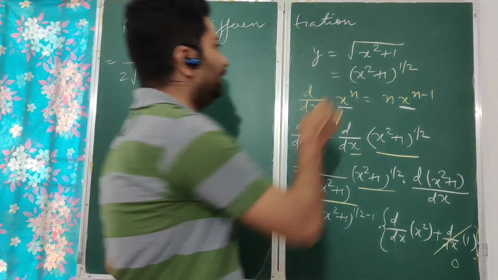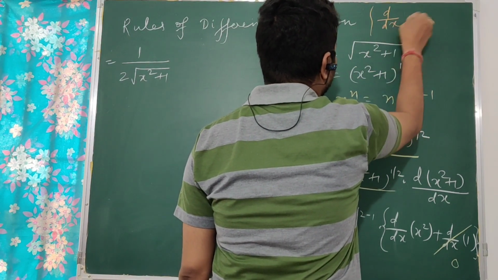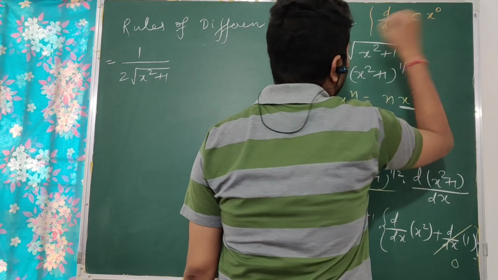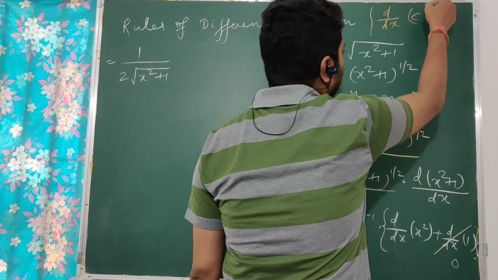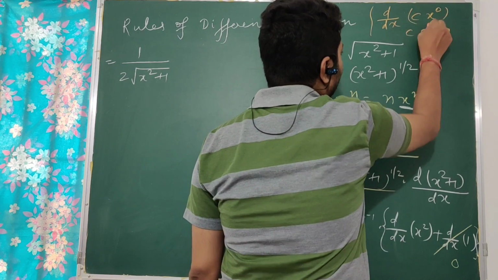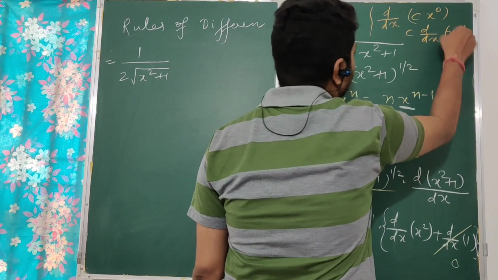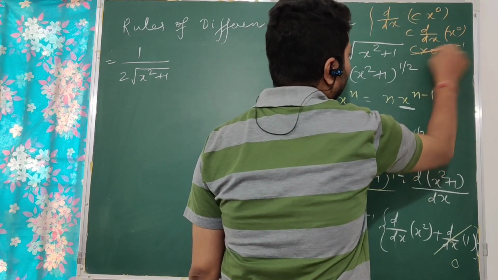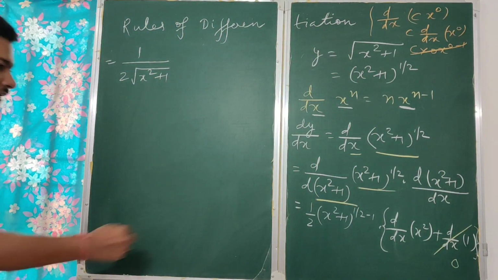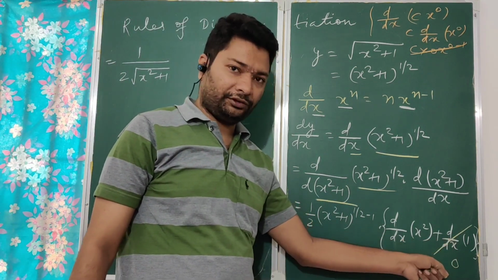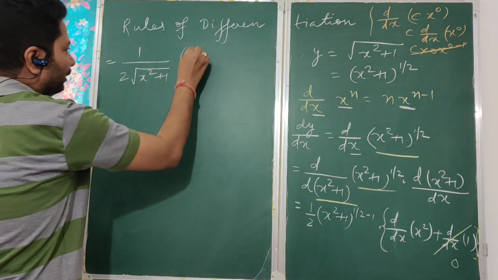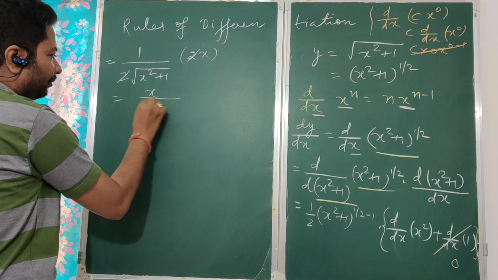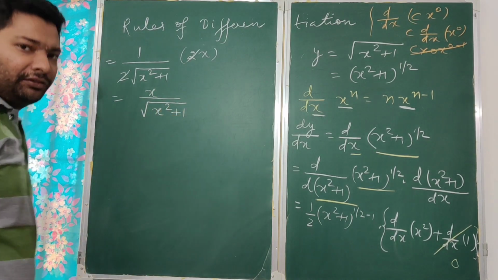Now why is the differentiation of a constant 0? It is because d by dx of any constant, the constant can be written as some c into x to the power of 0. X to the power of 0 is 1. So if you differentiate it, what will you get? C into d by dx of x to the power of 0. Put the formula: 0 into x to the power of 0 minus 1. So this whole thing becomes 0. Therefore the differentiation of a constant is 0. Now what do you get in the numerator? 2x. So this 2 and 2 get cancelled and finally you get x by root of x square plus 1.